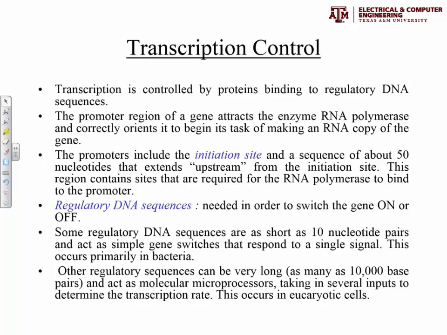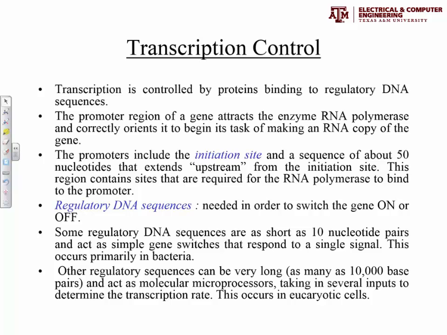So how is transcription controlled? We agreed that control of transcription is probably the best way to control the amount of protein in the cell, right? Now transcription is controlled by proteins binding to regulatory DNA sequences. So it is true that you have this region that codes for a protein. RNA polymerase gets on and starts the transcription, but there are other factors that have to kick in. Okay, there is other stuff that controls.